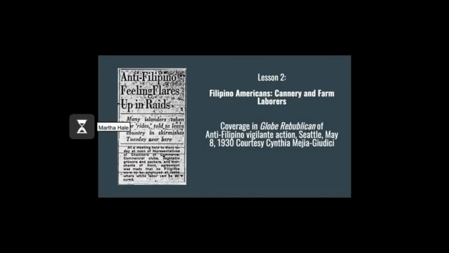Welcome to Lesson 2, Filipino Americans, Cannery and Farm Laborers. When the United States won the Spanish-American War of 1898, Spain ceded its long-held colony of the Philippines to the United States.